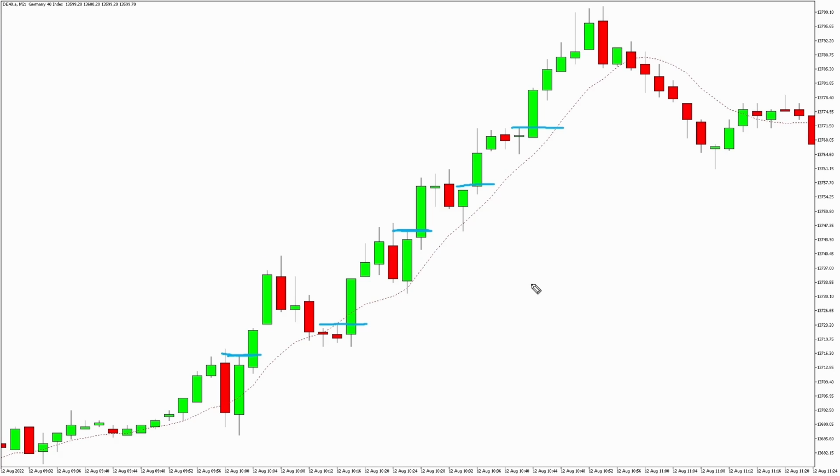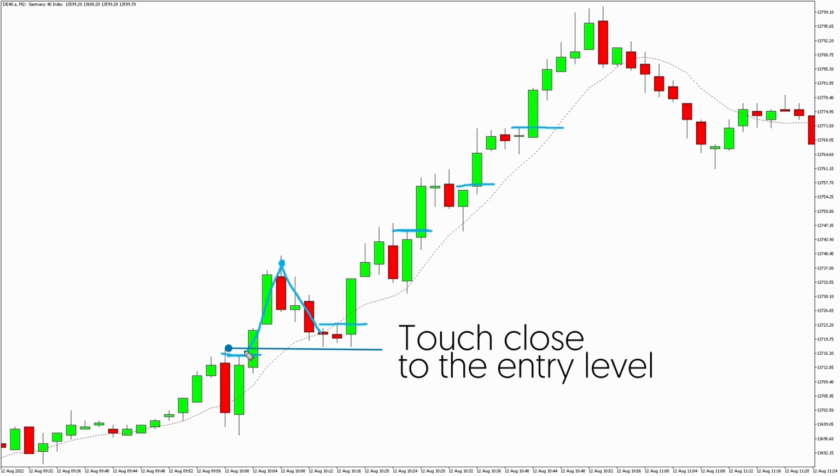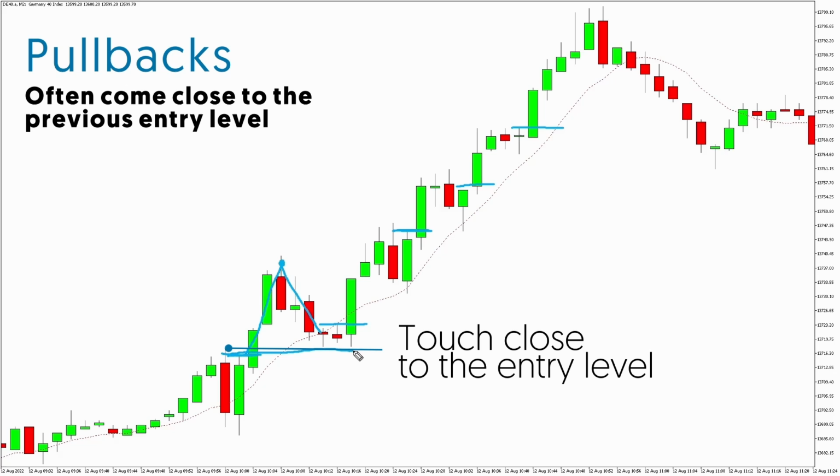Now look at one thing. After this first entry, the price made all this move to the upside and then it came to the moving average, making this low here. And look how close was this low from your entry level. If you enter right there a little bit above, the price would actually touch your entry level there.